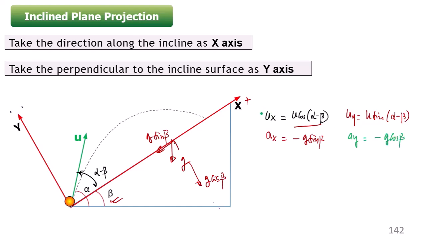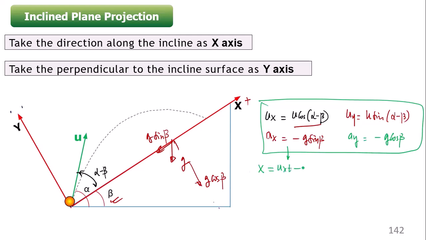So that means now the particle has acceleration along both x and y. For x, I should use this equation for displacement along x. It should be equal to ux into t plus half ax into t square. So this is the equation for displacement along x. The equation for displacement along y should be equal to uy into t plus half ay into t square. So along both x and y, you have to apply the concept of acceleration. That is not the situation for simple projectile motion, where I take the acceleration only along the y direction, with no component of acceleration along the x direction.